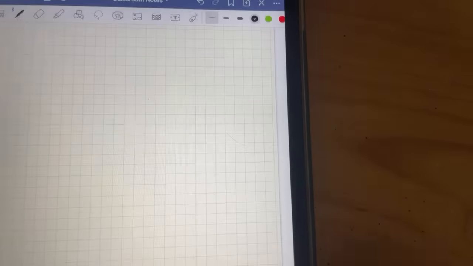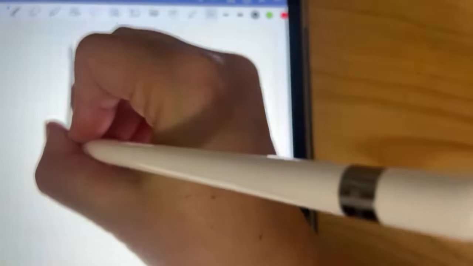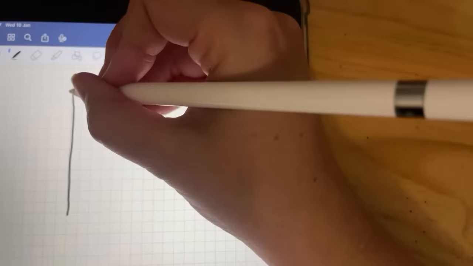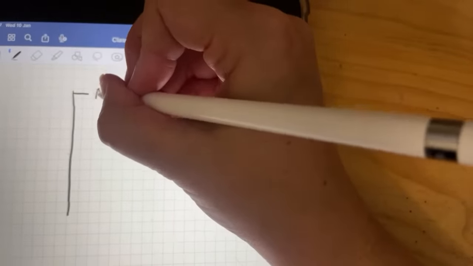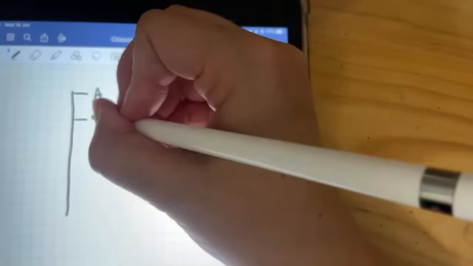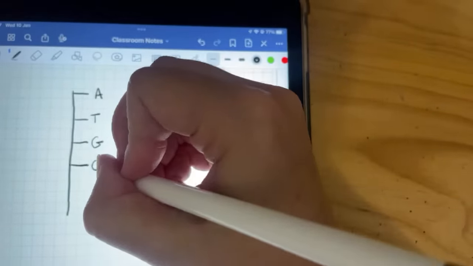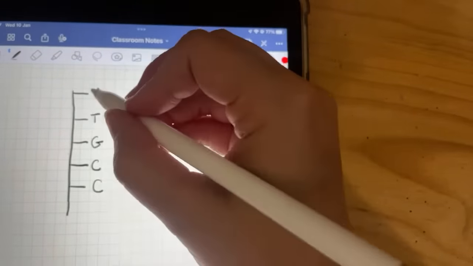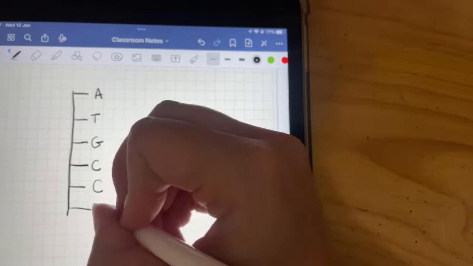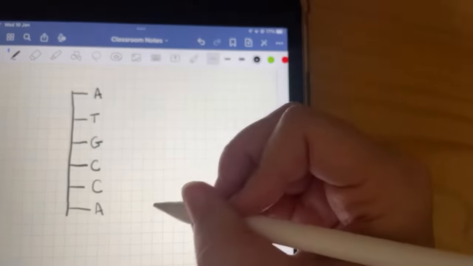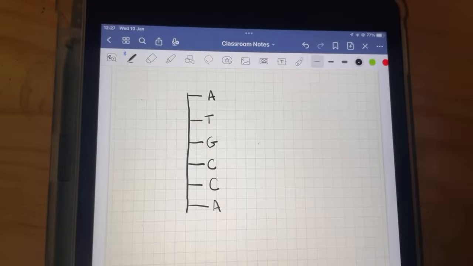So let me show you here. Let me draw you a very basic piece of DNA. So this is the backbone of the DNA. This is where the sugar and phosphate would be. And I'm going to flatten it out and I'm going to put in my nitrogenous bases just on their own for simplicity. Okay, like so. And then now remember, they are complementary, or they have a complementary side to them.